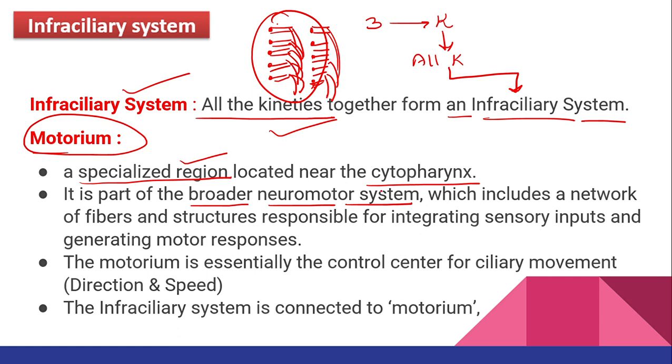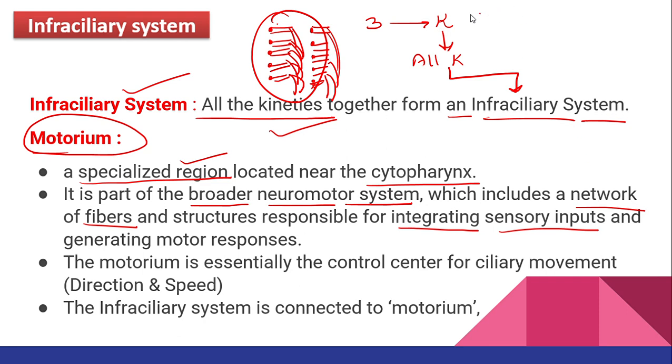Like in us we have a nervous system, correct? So for them they have a neuromotor system, which includes a network of fibers. We have a network of neurons. They have a network of fibers. And the structure which is responsible for integrating sensory input.